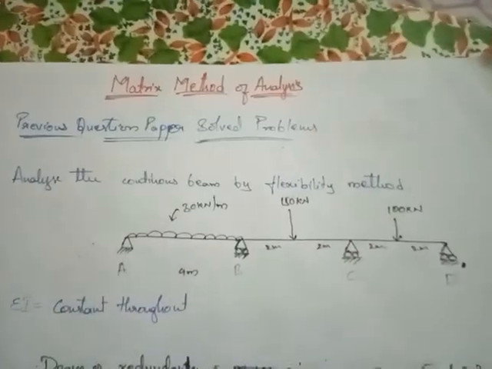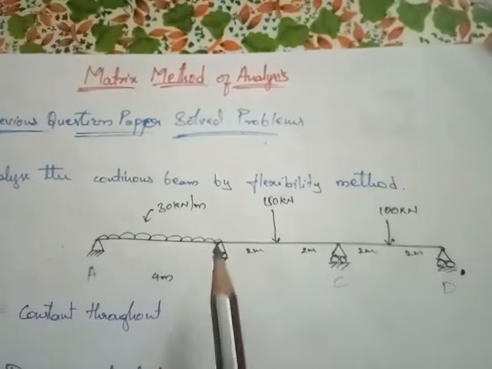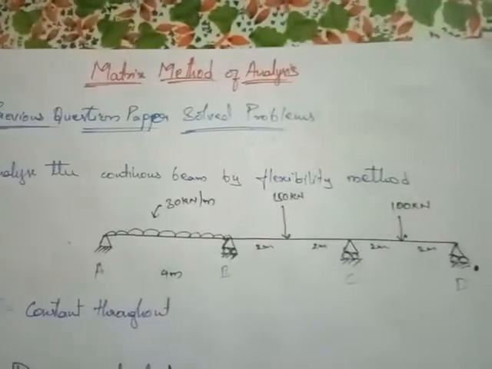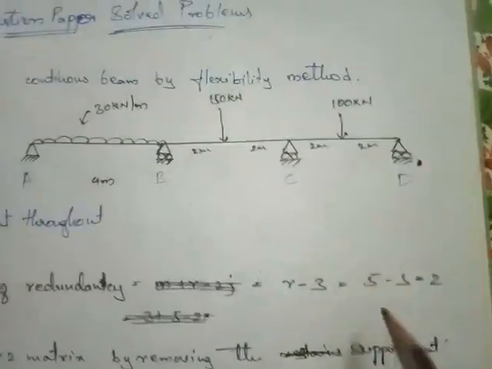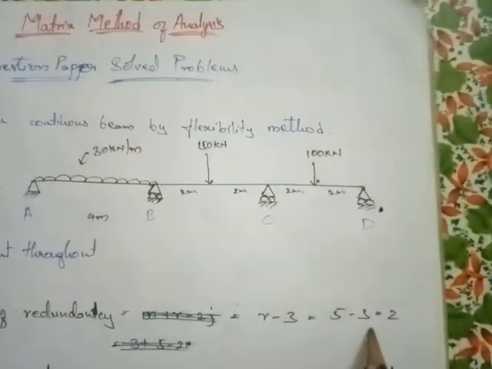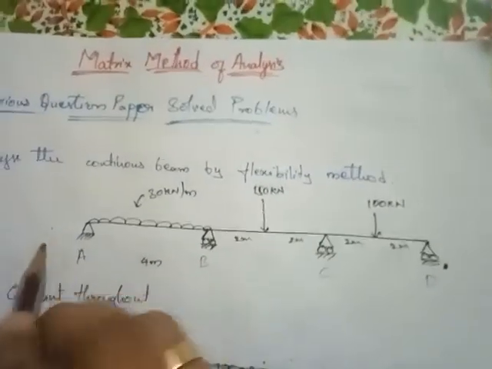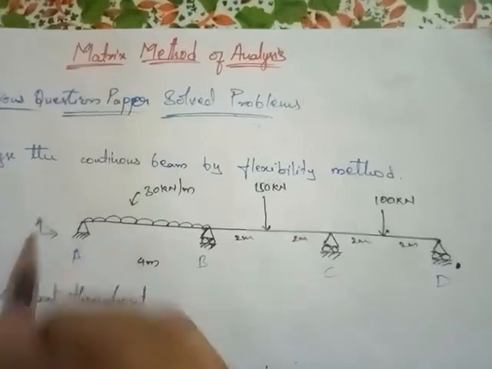So the first thing in the analysis method is you need to consider the degree of redundancy, or degree of static indeterminacy. For that we will take the formula R minus 3, that is number of redundants minus 3 equilibrium equations. The redundants here are 2 at A, one horizontal and the next vertical.